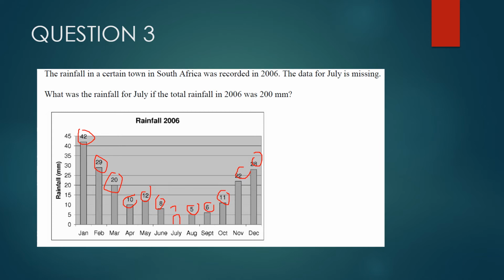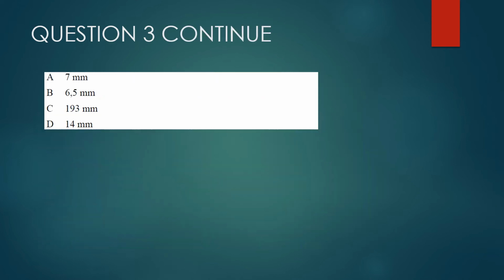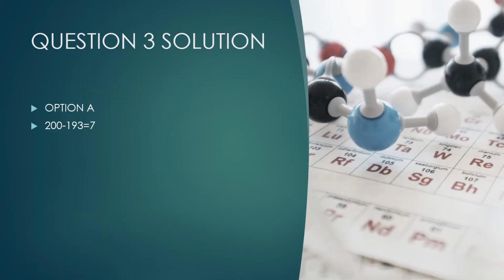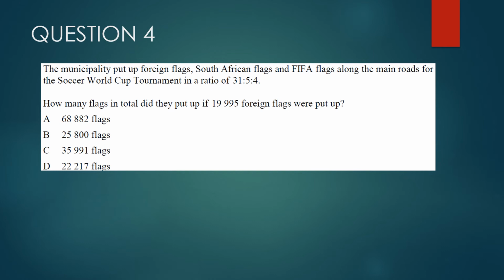Okay, so let's move on to the next question. 7. So you can see what the answer is, option what? It's option A. So let's move on to question 3.